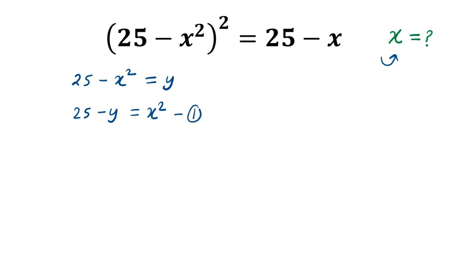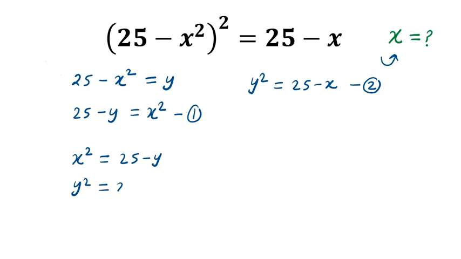Now look carefully at this given algebraic equation. 25 minus x square is replaced by y, then you will get y square is equals to 25 minus x. Let us consider this as equation number second. Now look carefully at equation number first: x square is equals to 25 minus y, and equation number second is y square is equals to 25 minus x.